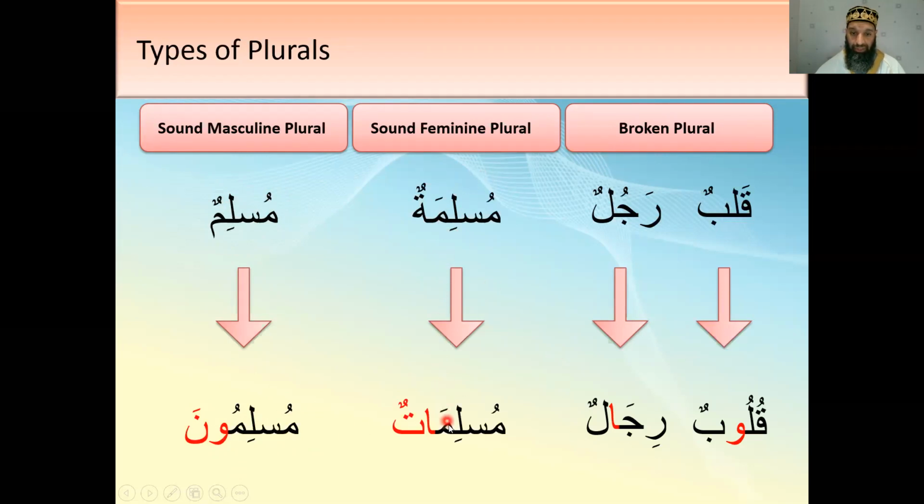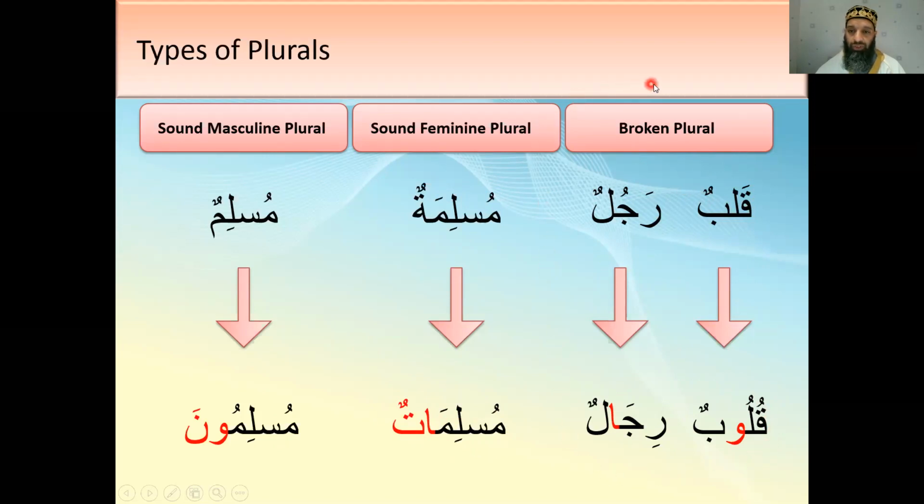With this one, the original word is Muslim. So that is still intact. You've added something to the end to make it plural. So these are both sound plurals. This one is broken plural because in رجالٌ something has come in the middle and broken the original word. So this is a broken plural. Again, قلبٌ is heart, a heart, and قلوبٌ is hearts. So we can see here a wow has come in and broken the original word. So this is called broken plural.